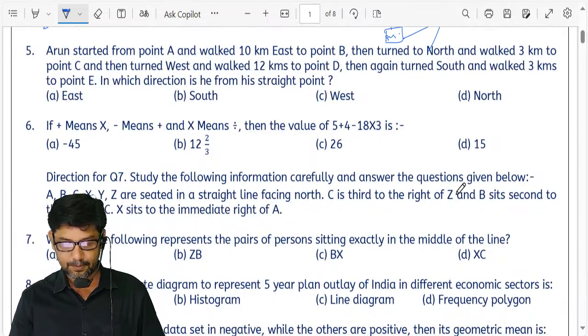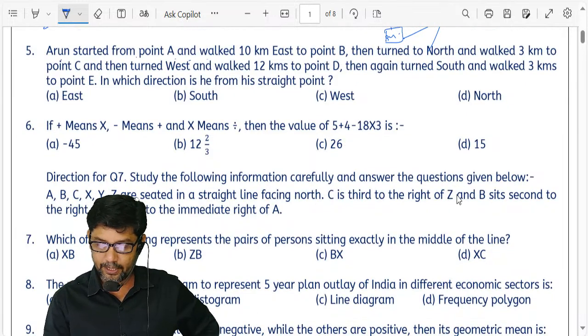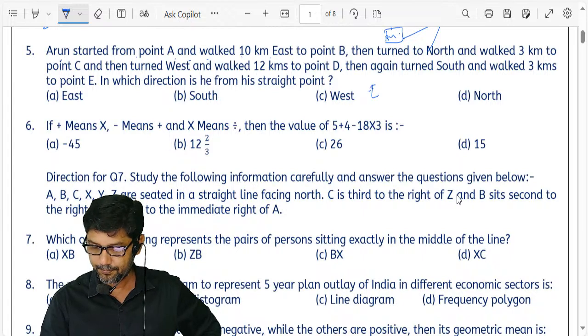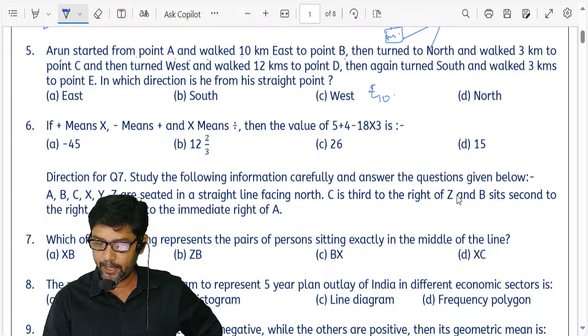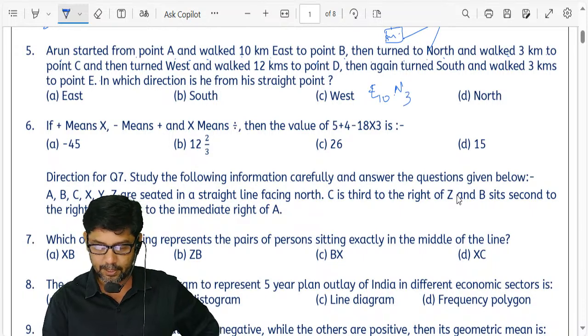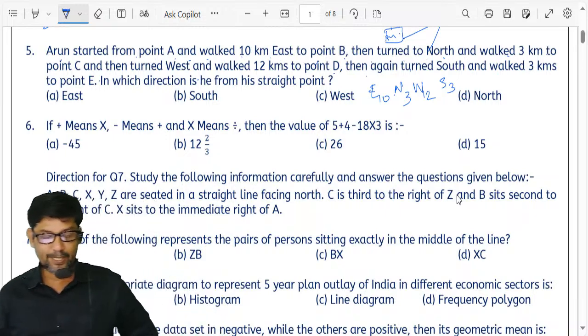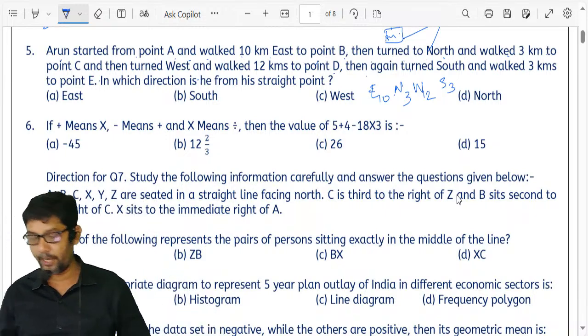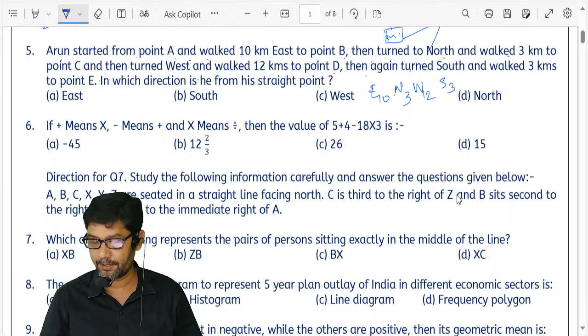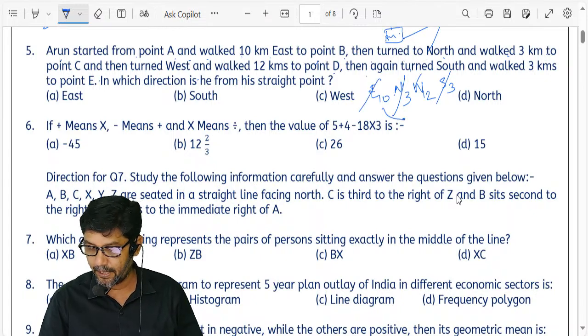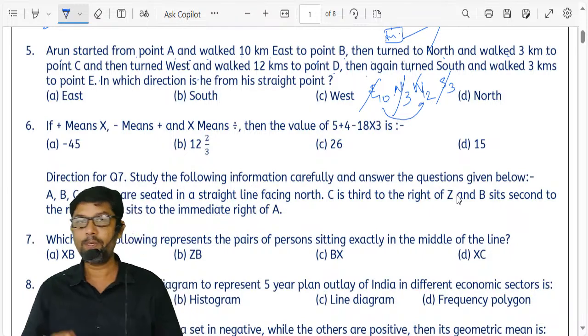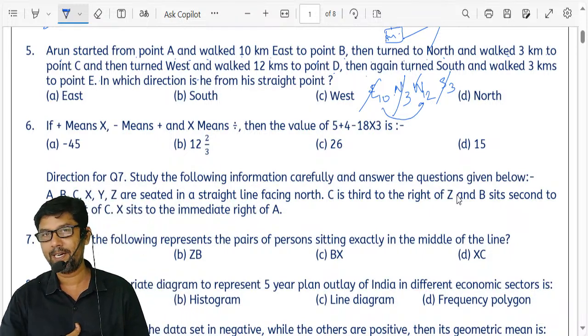Next. Arun started from a point A, walked 10 km to east to point B. Then he turned to north and walked 3 km to point C. Then turned west and walked 12 kilometers to point D, and again turned south and walked 3 kilometers. Now in which direction is he from his starting point? North south cancelled, east west cancel, but here distance does matter. Now tell me, my dear, which distance is more? So answer is west. Direct answer.